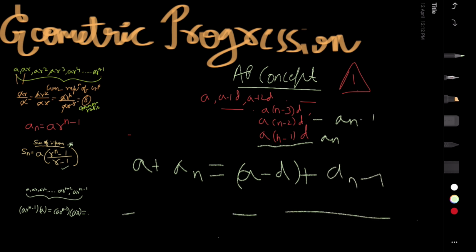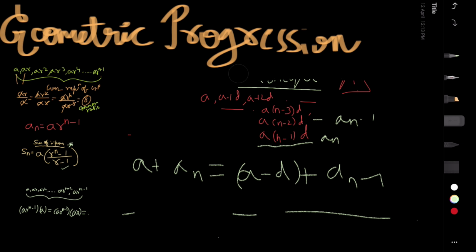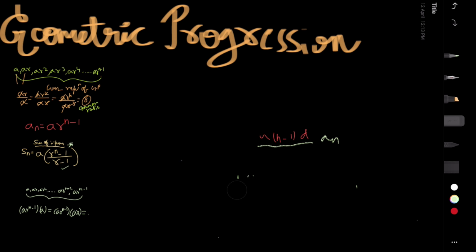The third term is equal to the last third term. The addition of third and last third is equal to the addition of first and last. That's the concept of AP. This note I will not take here, as it can affect the consistent notes, so just remember it. Okay, that was AP.